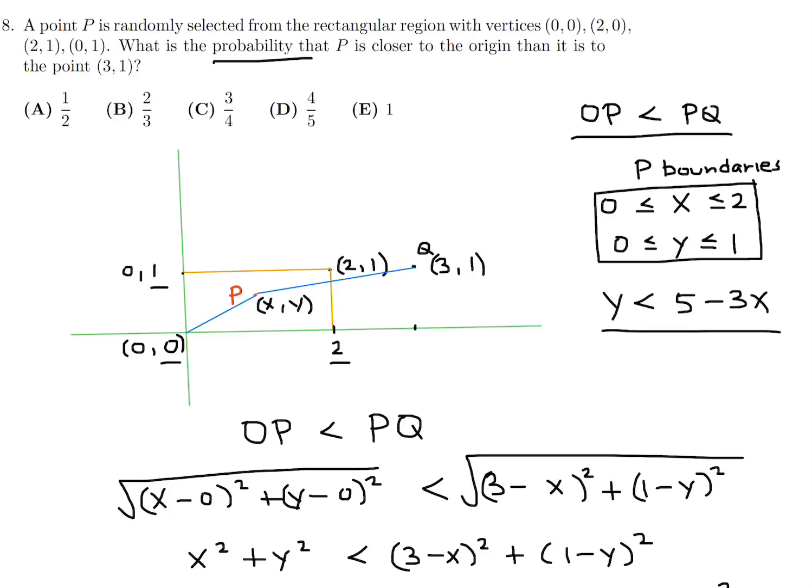So let's plot that line. And when I plot that line, I'm sure it will make sense to you. I'm going to plot this line, y is equal to 5 minus 3x, and then show that y must be less than that. So to plot a line, you just need 2 points, right? So let's just find the x and y coordinates. When x is 0, y will be 5. And when y is 0, x will be 5 over 3.